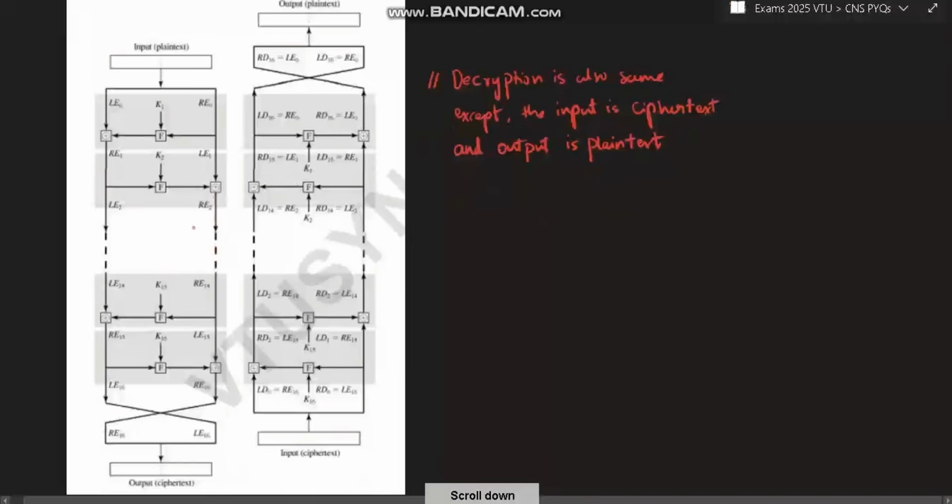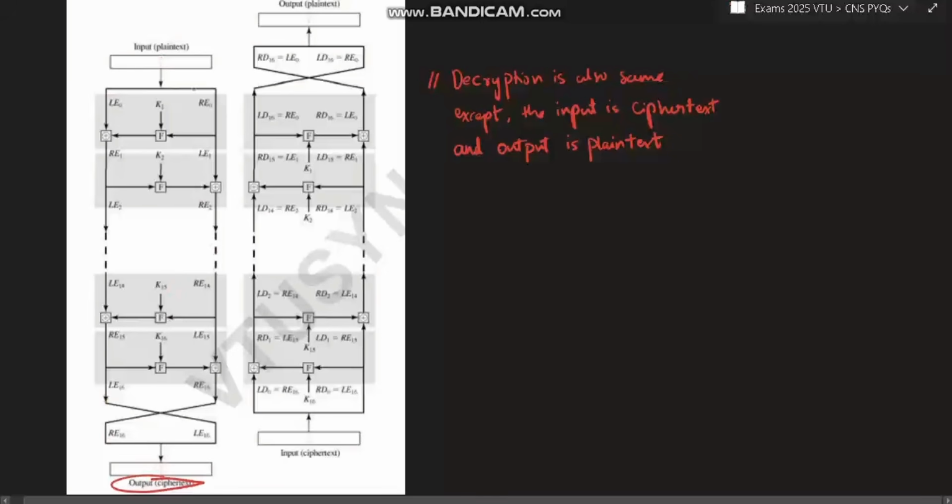It keeps on going in this alternate way, and finally we have an answer after 16 rounds. After the 16th round, the left part is sent to the right part and the right part is sent to the left part. That output will be the ciphertext. You got the point, right?